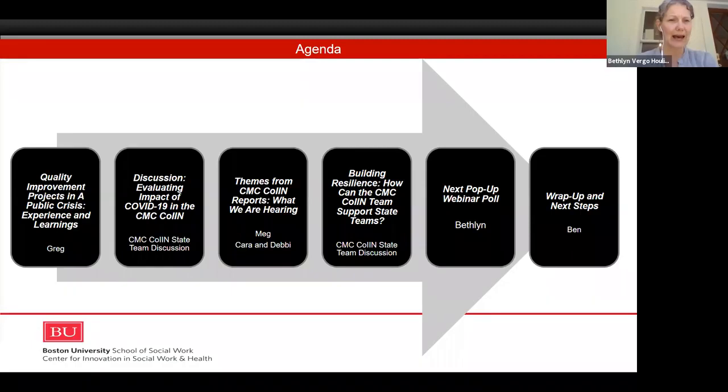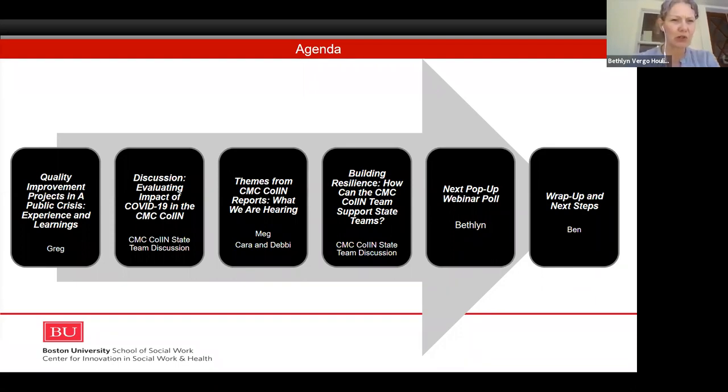To that end, we're going to start with consideration in public crisis. Greg will be able to share around past times, another instance when he was involved with a quality improvement project, and how we might consider that as you move forward, recognizing there's going to be this big event that happened, and now what, particularly when you're looking at how you're measuring your success.